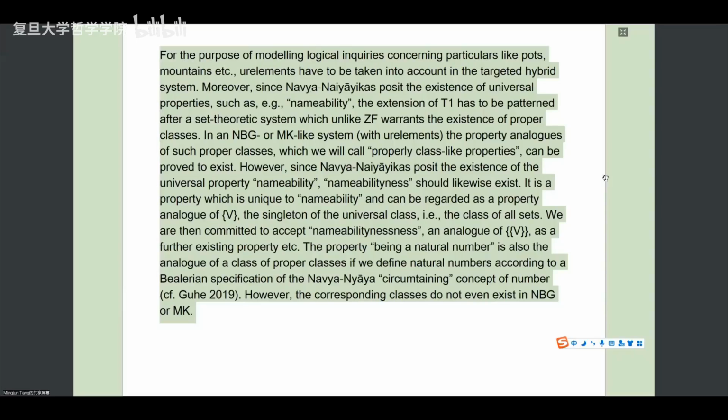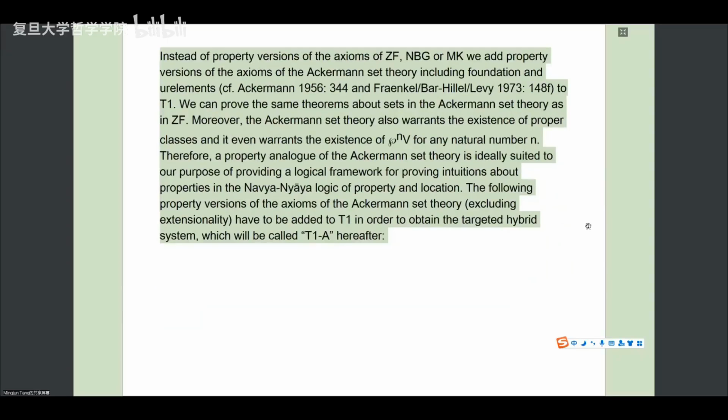We will see. By the way, the property being a natural number is also the analog of a class of proper classes if we define natural numbers according to a Bilerian specification of the Navier so-called circumtaining concept of number, and I've published on this. However, the corresponding classes do not even exist in NBG or MK. So what kind of system would be useful for us?